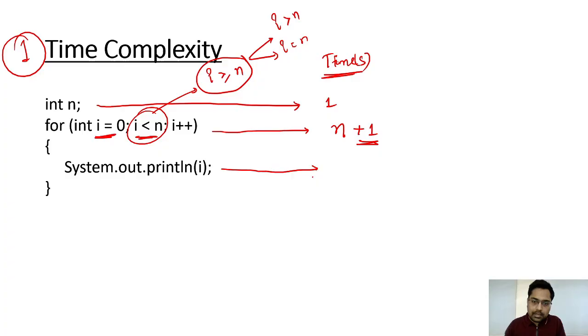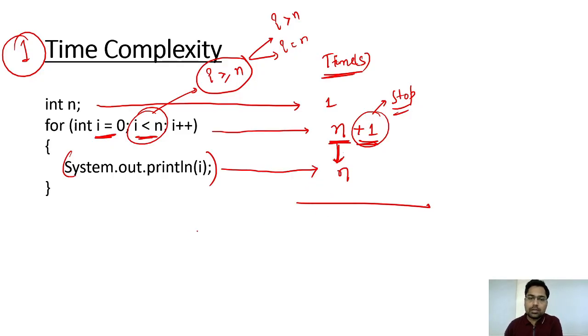Within that, whatever is written inside the for loop depends on the statements there. The first statement will run for n times, not n plus 1, because the plus 1 is to check where to stop. That is the stopping property, the stopping criteria, that we are using. So the number of times we found will be the time complexity.